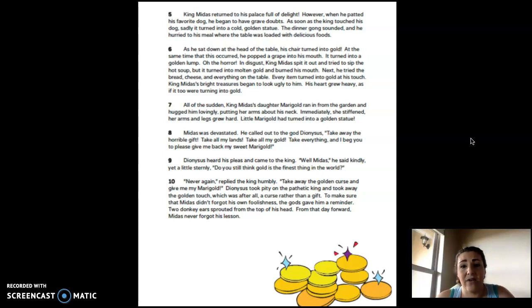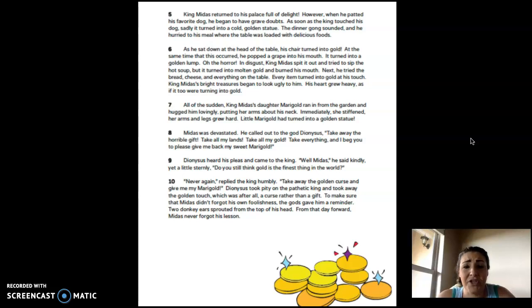The dinner gong sounded, and he hurried to his meal where the table was loaded with delicious foods. As he sat down at the head of the table, his chair turned into gold. At the same time that this occurred, he popped a grape into his mouth. It turned into a golden lump. Oh, the horror! In disgust, King Midas spit it out and tried to sip on hot soup, but it turned into molten gold and burned his mouth. Next, he tried the bread, cheese, and everything on the table. Every item turned into gold at his touch.